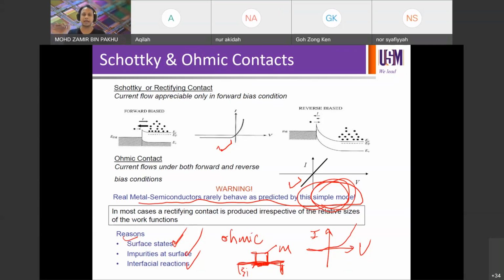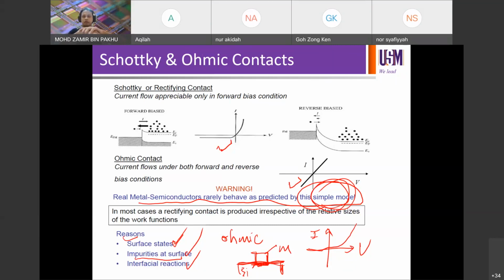But this can be repaired or can be prevented if, for example, you're talking about impurities at the surface. That means before you evaporate your contact, before you deposit your contact on the semiconductor, you have to make sure that the surface is really, really clean. There are no impurities on the surface at all. So the surface has to be super clean before you deposit the metal on the semiconductor in order to ensure ohmic contact formation.